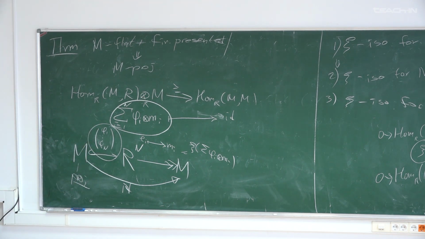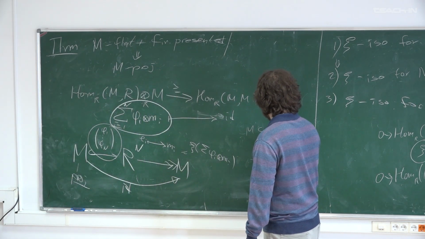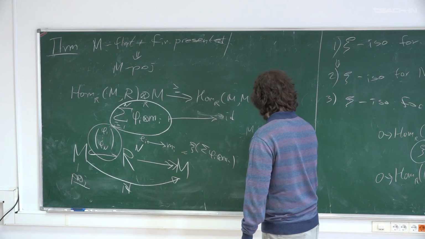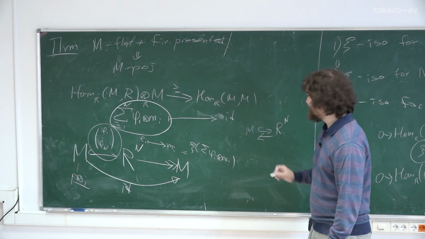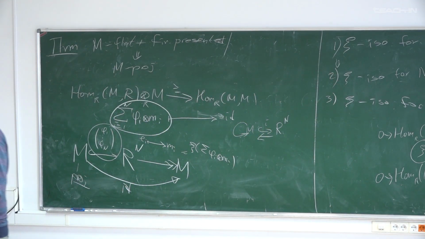It's finitely presented. Can you repeat? I agree with this diagram. Why is it projective? Because I have its inclusion into a free module, and I have a section. It's an inclusion of a direct summand then. It's the identity on M. So it's projective.